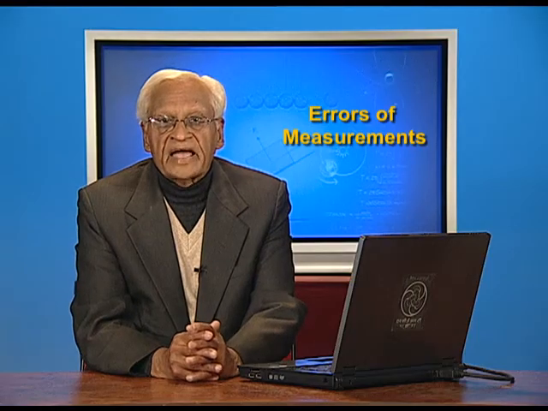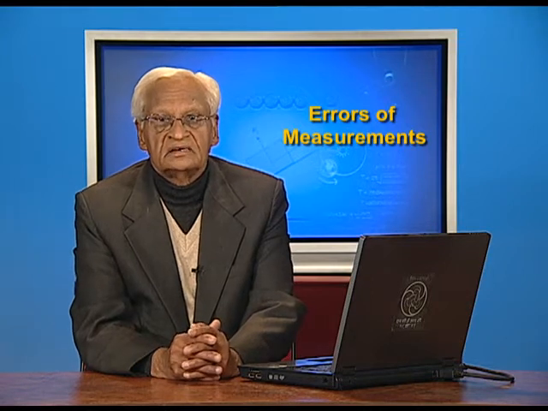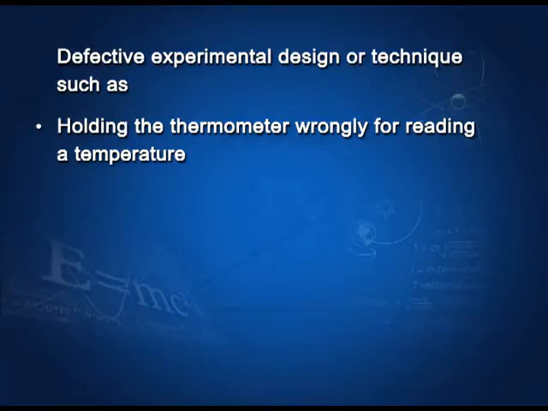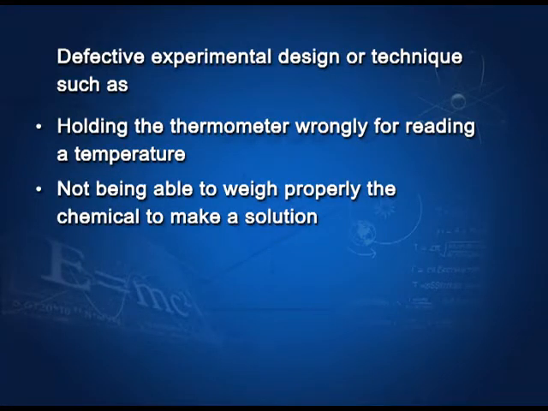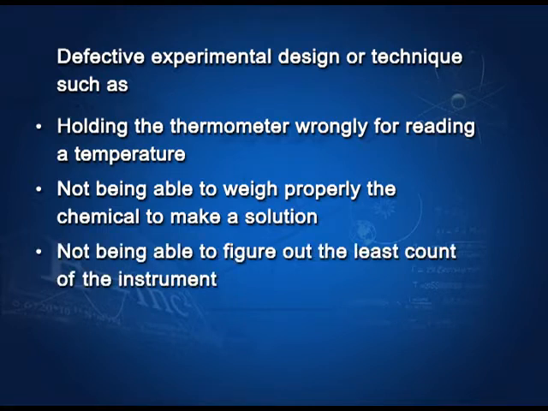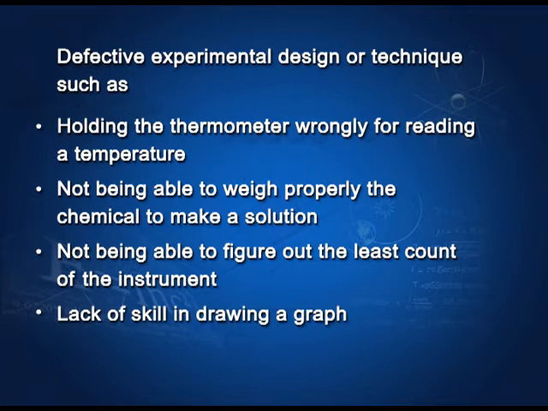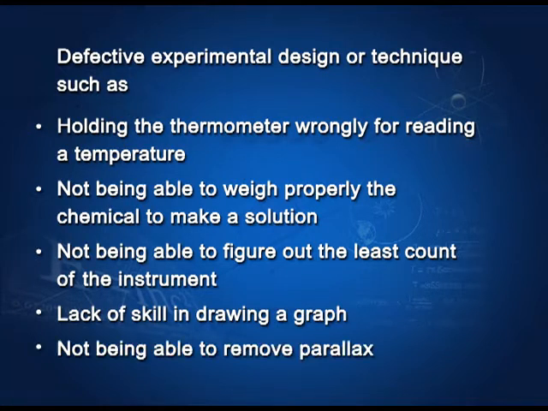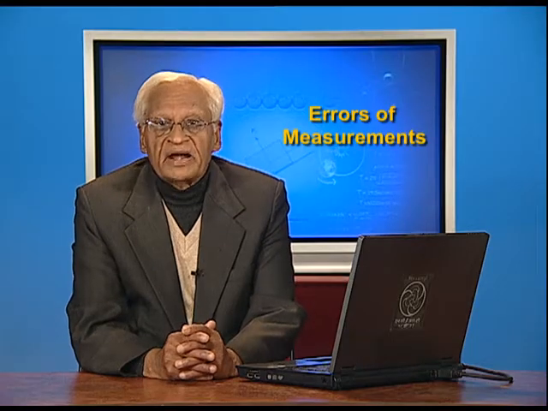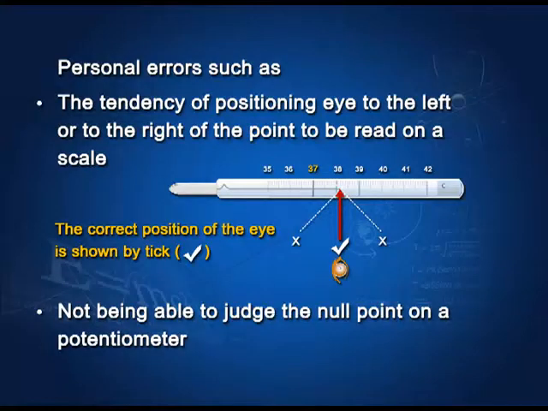Second category of systematic errors are defective experimental design or techniques, such as holding the thermometer wrongly for reading a temperature, not being able to weigh properly the chemical to make a solution, not being able to figure out the least count of the instrument, lack of skill in drawing a graph, and not being able to remove parallax in optical experiments. Third category of systematic errors are personal errors, such as the tendency of positioning the eye to the left or to the right of the point to be read on a scale.